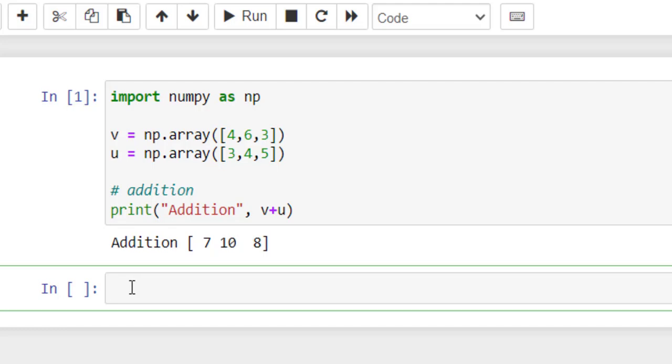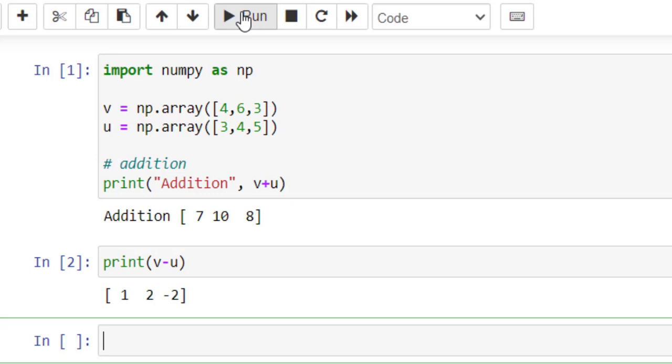And also, if you want to subtract the vectors, we print v minus u. We get these values: 4 minus 3, we get 1. 6 minus 4, we get 2. 3 minus 5, we get negative 2.